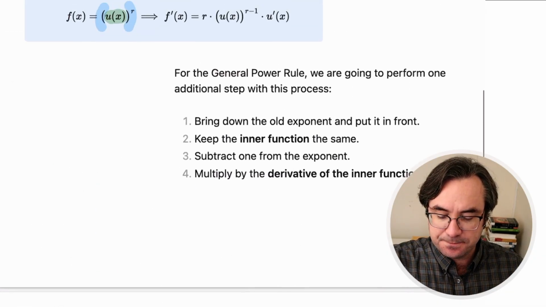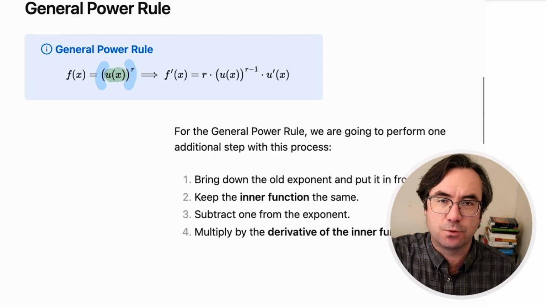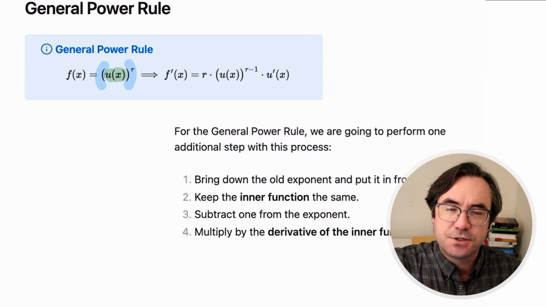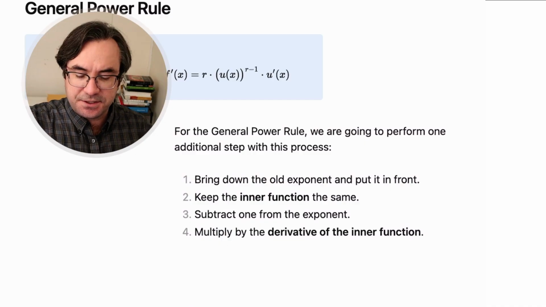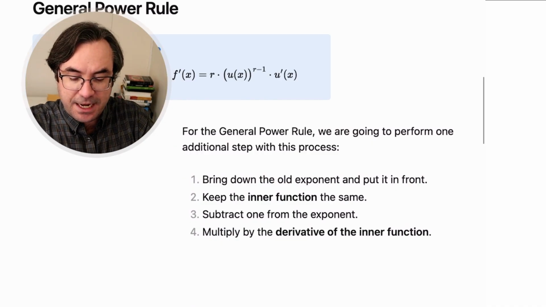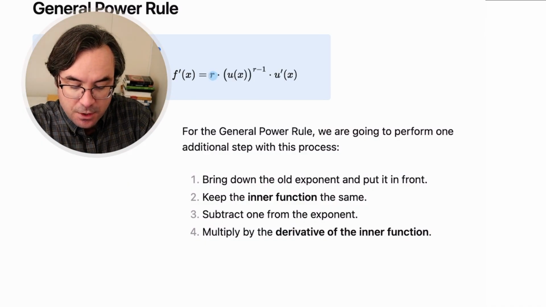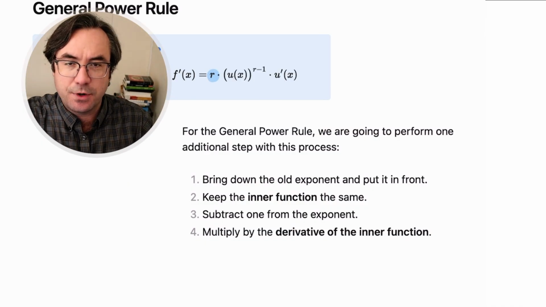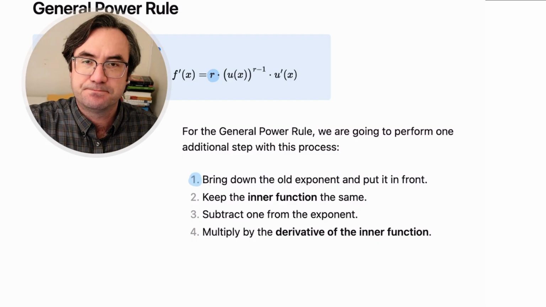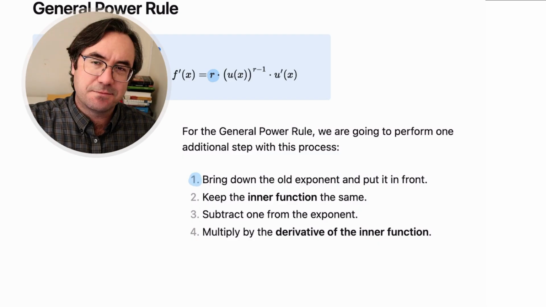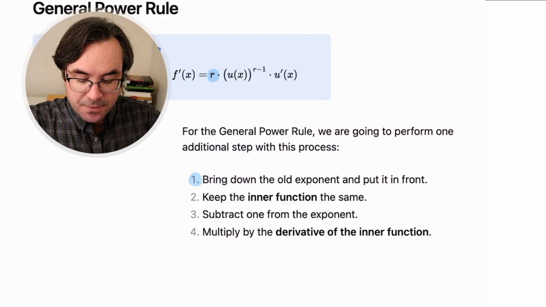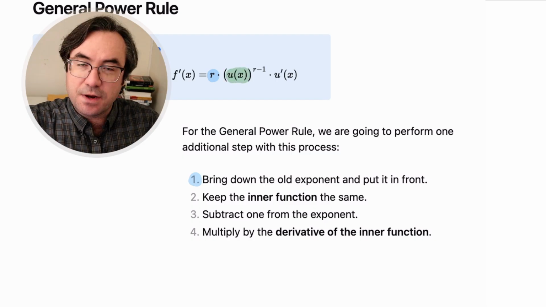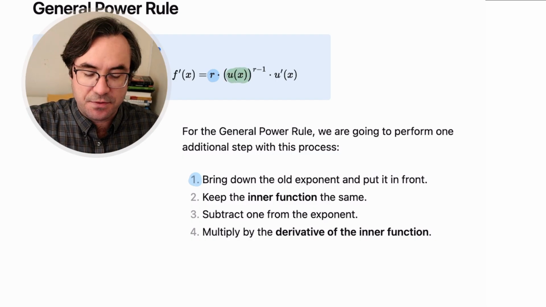So if we go back, let's investigate how this rule works. Our first step is to calculate the derivative. The first step, just like before, we're going to bring down that old exponent and put it in front. So our exponent is r. Let's bring it down, put it in front. Then the stuff that was inside the parentheses stays inside the parentheses.